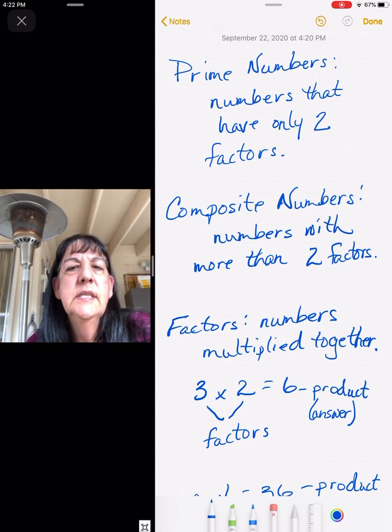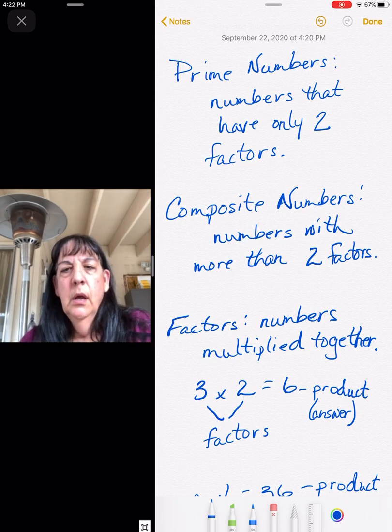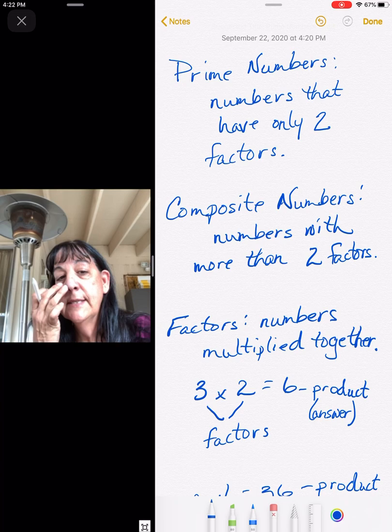Boys and girls, this is our math class for Wednesday. We are going to talk about prime numbers and composite numbers.